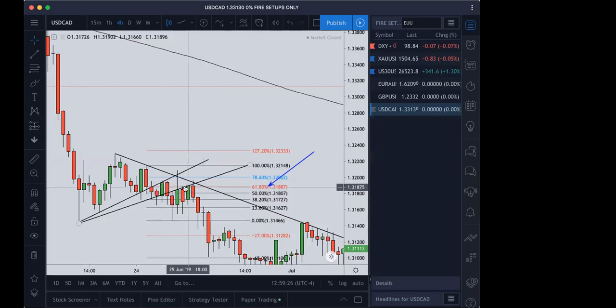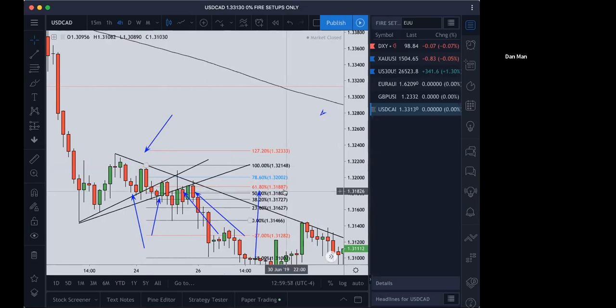What is this? 61.8. Fibo levels. Okay, last step. So we have pattern, Fibo levels. No, we have trend line. We have pattern. We have counter trend line. We have break and test. We have other pattern. We have Fibo. So how many confirmations is it? 1, 2, 3, 4, 5, 6 confirmations. Okay, what is the last step? Taking the position.